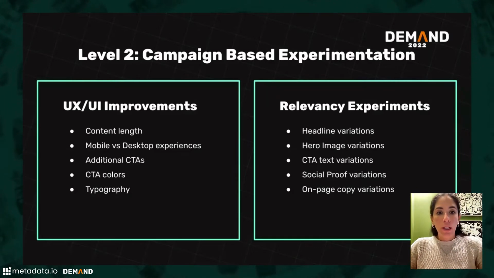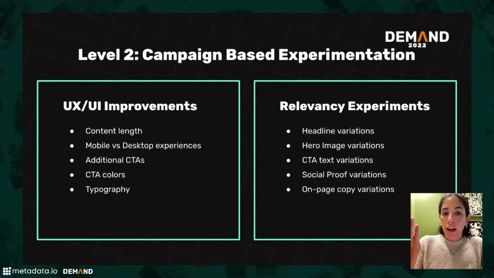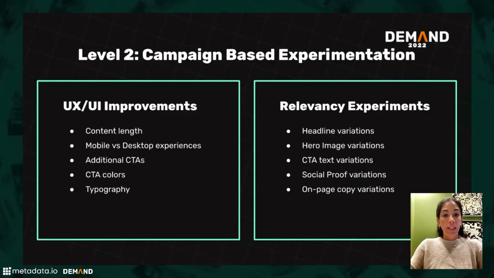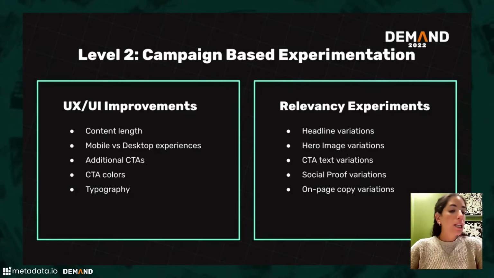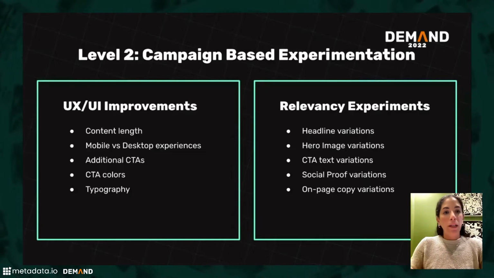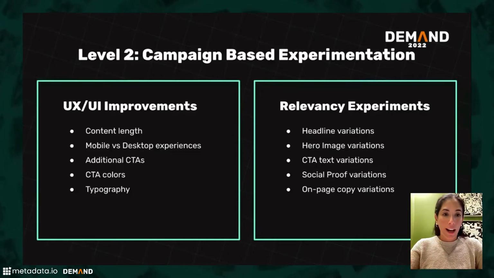Same thing with social proof. Should it be logos versus testimonials versus tweets versus something totally different? What makes sense for this campaign? And similar to copy, does your landing page copy match the messaging in your email and in your app?